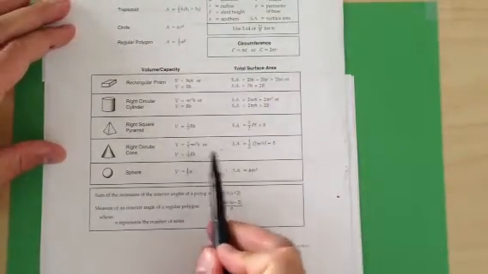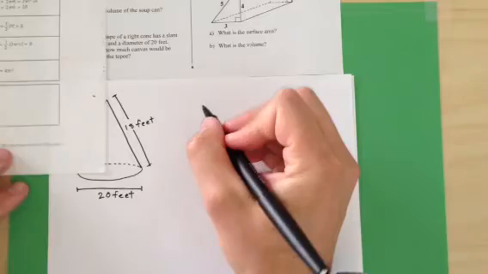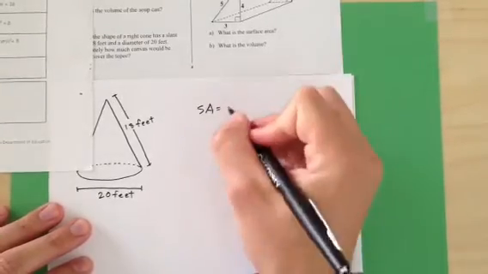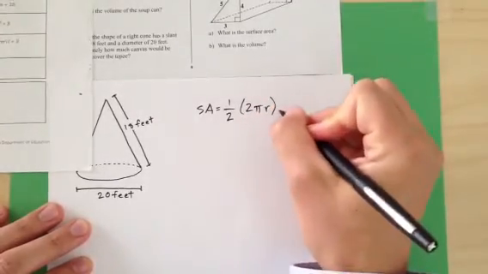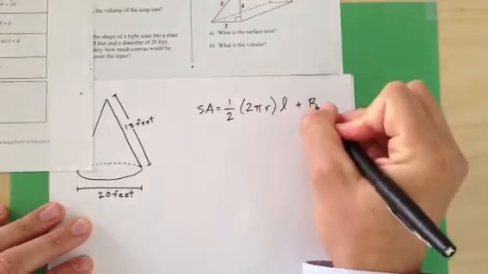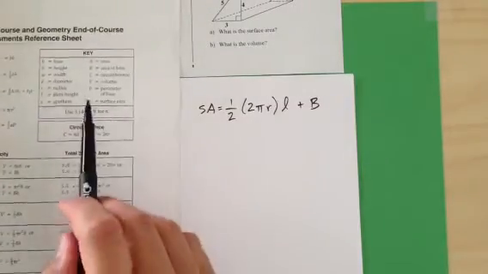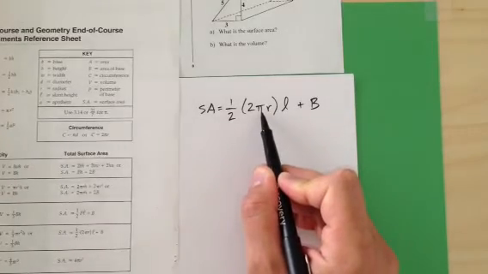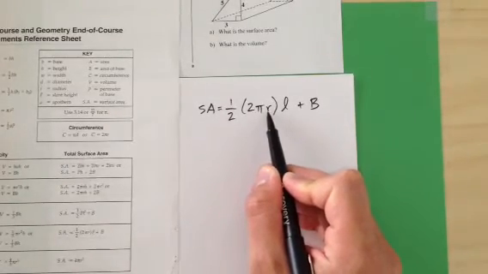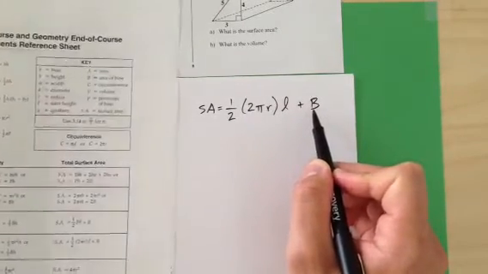So if I go to my formula sheet, I have volume and I have surface area. So the surface area of a right circular cone is SA equals 1/2 (2 pi r) L plus B. Now if I don't know what some of these letters mean, I can look into the key. So I know SA is my surface area. I know what pi is, that's my constant. R is the radius. L is the slant height. And big B is the area of the base.